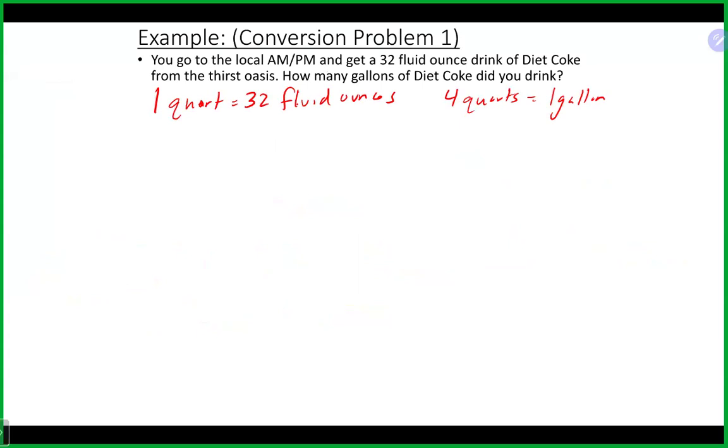You're at the local AM/PM. You decide to get the 32 fluid ounce drink there. Diet Coke from the Thirst Oasis. Clearly, you go with crushed ice because nobody goes cubed, right? Everybody goes crushed ice, right? How many gallons of Diet Coke did you drink?